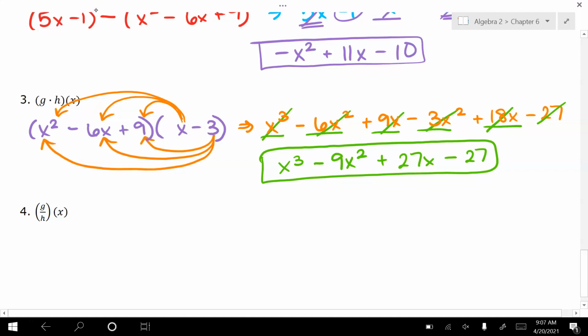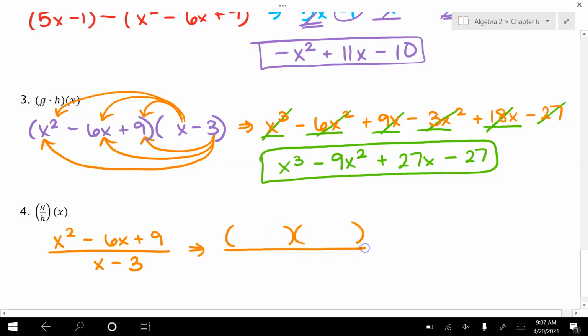Lastly, here we have division. So we're taking g divided by h. So we were multiplying on that number 3. Now we're going to do the opposite. So we're going to take x squared minus 6x plus 9, and we're going to divide by x minus 3. So this is when, since you've got something with an x squared, you're going to want to try to factor that on the top. So what are two numbers that multiply to 9 and add to a negative 6? Good, so x minus 3 is how this factors.